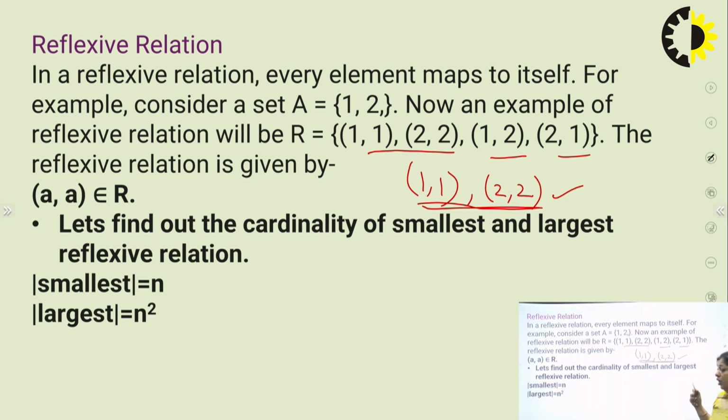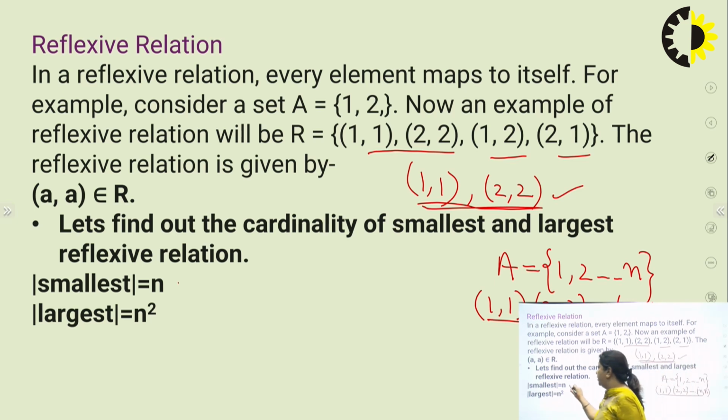Now if I try to find the cardinality of the smallest and largest reflexive relation, since I know that for my relation to be reflexive the only condition is that it should have the diagonal elements. So if my set A has n elements, 1 comma 2 up to n, how many diagonal elements is this relation going to have? It will have n diagonal elements, that is, all the ordered pairs 1 comma 1, 2 comma 2 up to n comma n should be there. So my smallest reflexive relation will have minimum these n elements, so the cardinality of the smallest reflexive relation is n.